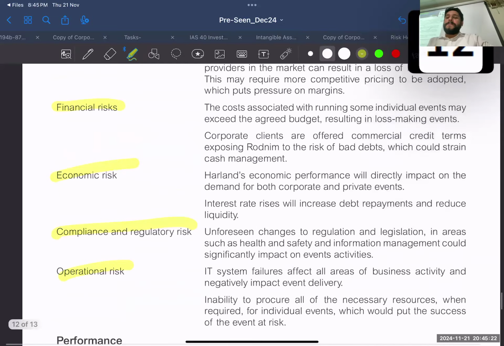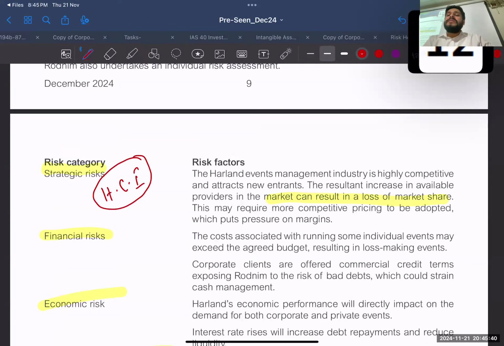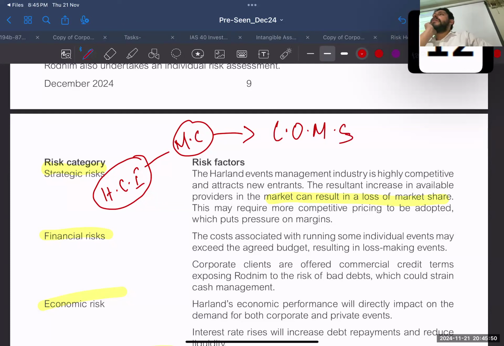So let's see. The Rotterdam event management industry is highly competitive and attracts new entrants. The resultant increase in available providers in the market can result in loss of market share. So a highly competitive industry is resulting in more competition, and more competition means loss of market share by Rotterdam. This may require more competitive pricing to be adopted, which puts pressure on the margins.